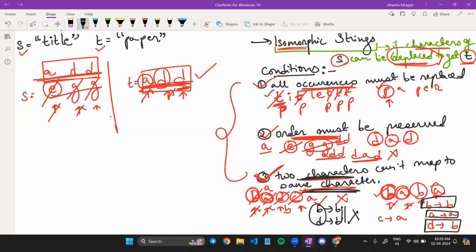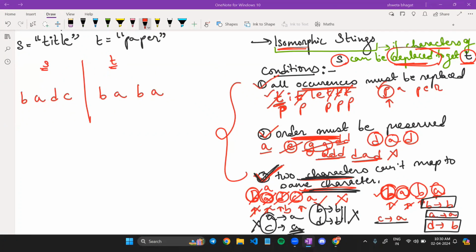Additionally, here we are mapping A to A and here again we are mapping C to A. So we can't do this. We can't map two characters to the same character, right? So it's wrong. So we have to keep in mind that we are following the third case while solving this problem, okay? So I hope all these three conditions are clear. So let's see how we can solve this problem.